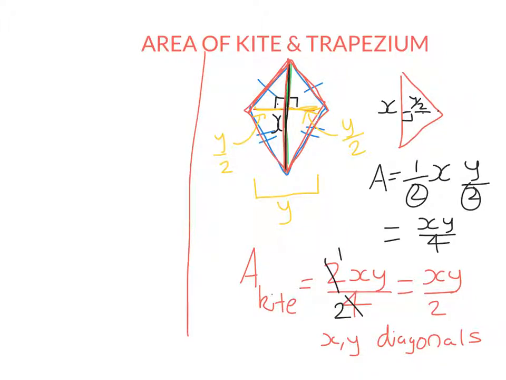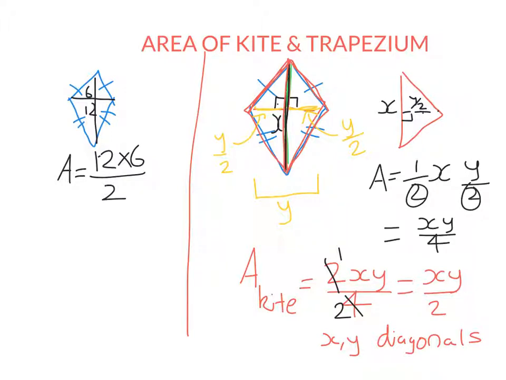Remember, the area of a kite is just the two diagonals multiplied together and then divided by 2. Let's say I've got this kite or diamond here. These sides are equal, so that's how I know it's a kite. I'm going to say that this length here is 12, and this length here, the whole length, is 6. So the area of this kite will just be 12 times 6, multiply the two diagonals together and divide by 2. It doesn't matter the order in which you multiply the diagonals, because 12 times 6 is the same as 6 times 12. So 12 times 6 divided by 2, I get 36.